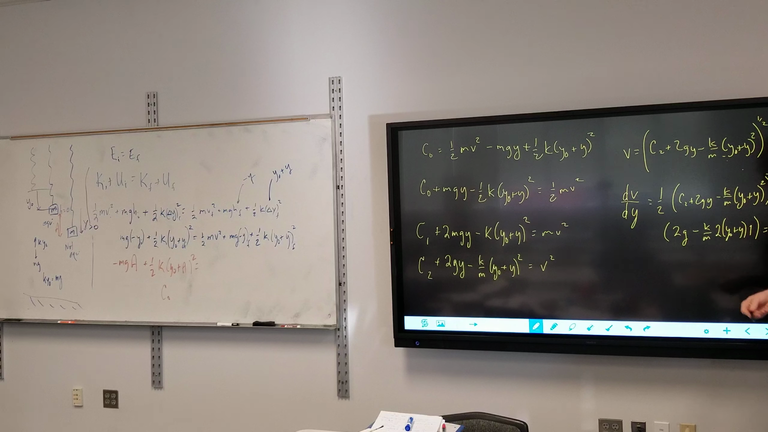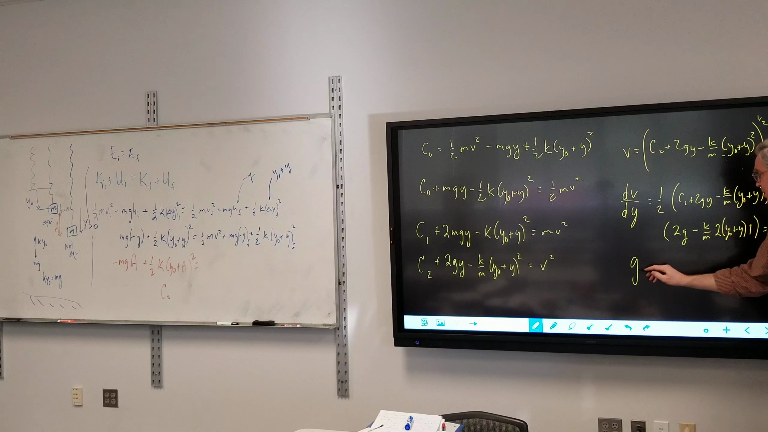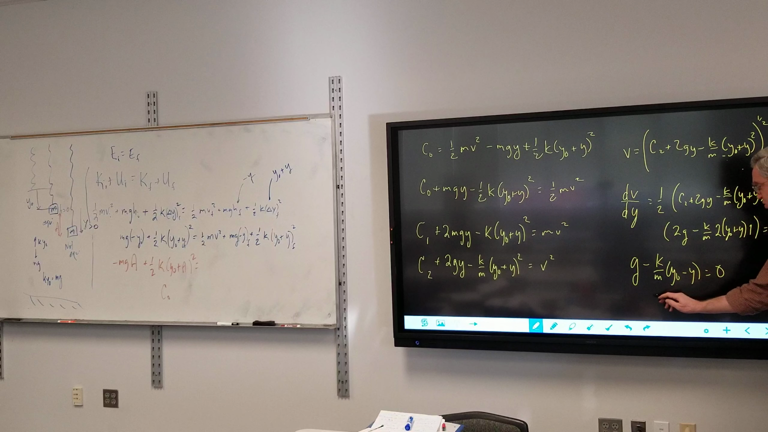0. Fortunately, this denominator, who cares? What we care about is what the rest of it is. So we've got a 1/2 times all of that. So I end up with g minus k over m, y naught minus y is equal to 0. We're solving for y. So I got g equals k over m, y naught minus y.